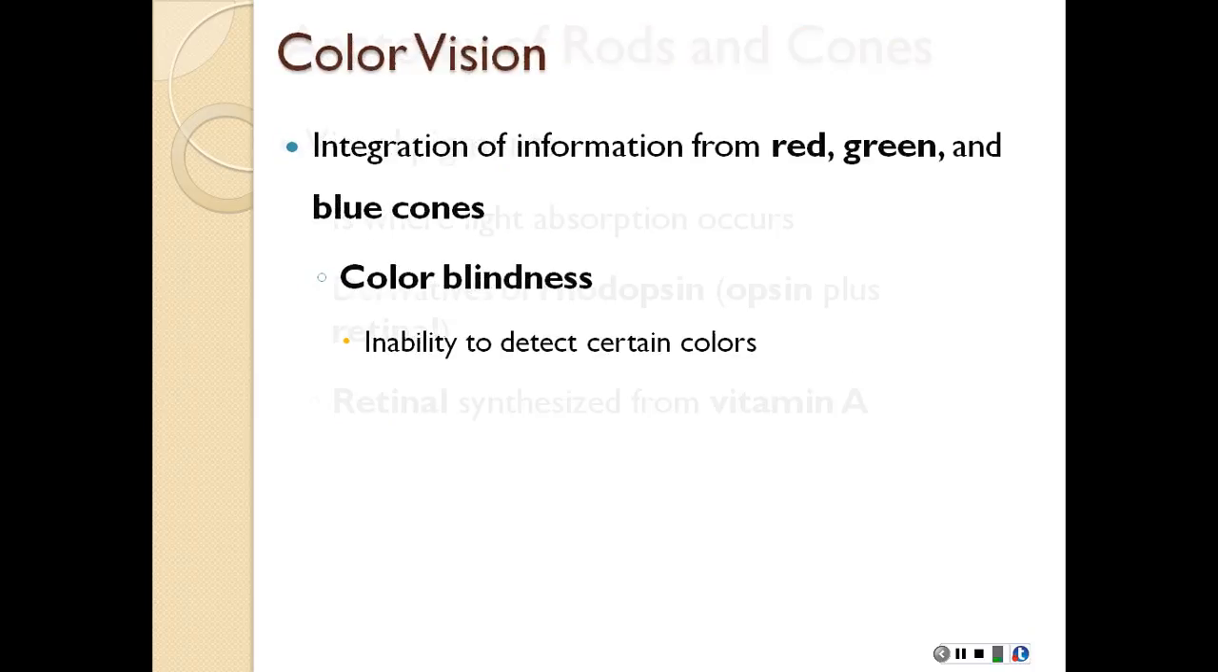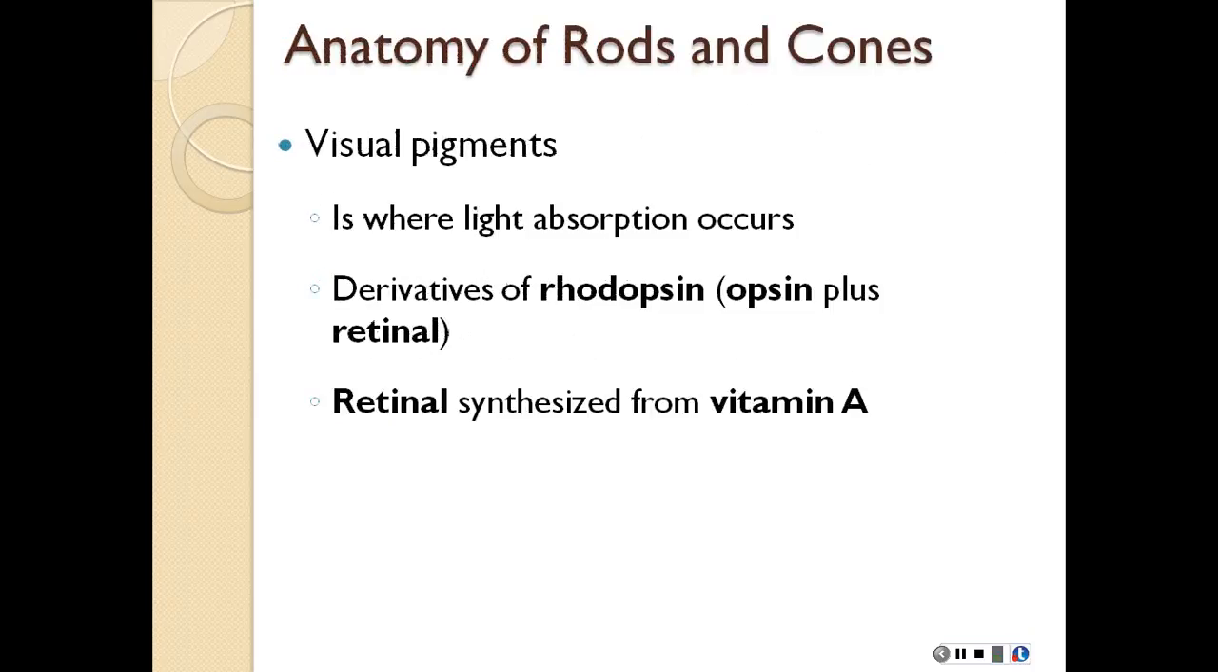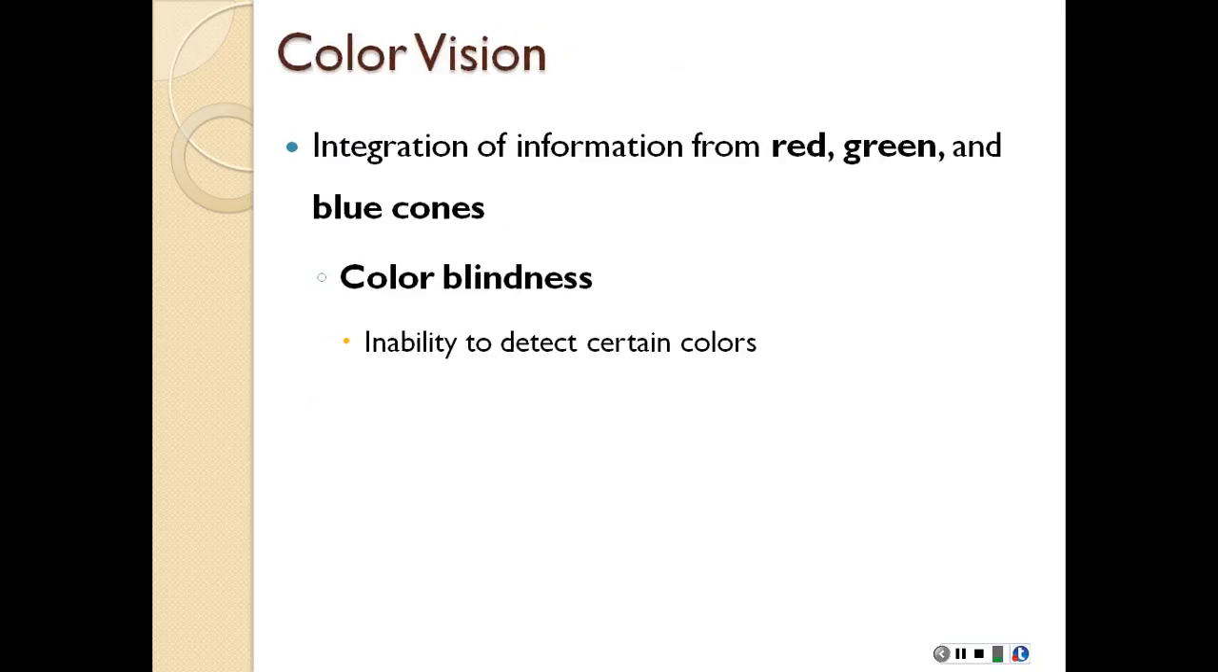All right, rods and cones. So the visual pigments. Remember the pigment layer of the retina. The derivatives of rhodopsin, opsin plus retinal. The retinal is synthesized from vitamin A. So these are the pigments that actually activate the rods and cones. What the rods and cones respond to when light comes into the retina to that pigmented layer, the most posterior part of the retina.